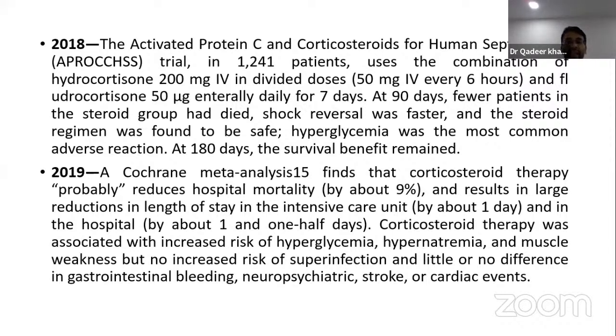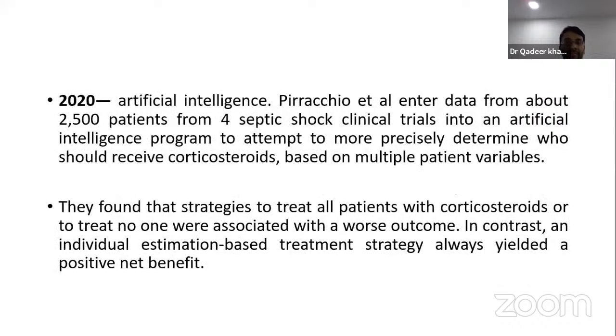In 2019, a Cochrane meta-analysis found that corticosteroid therapy probably reduces hospital mortality by about 9% and results in a larger reduction in the length of stay, by about 1 day in the intensive care unit and about 1.5 days in hospital. Corticosteroid therapy was associated with side effects like hyperglycemia, hypernatremia, and muscle weakness, and there was no increased risk of superinfection. There was little difference in GI bleed, neuropsychiatric symptoms, stroke, or other cardiac events.